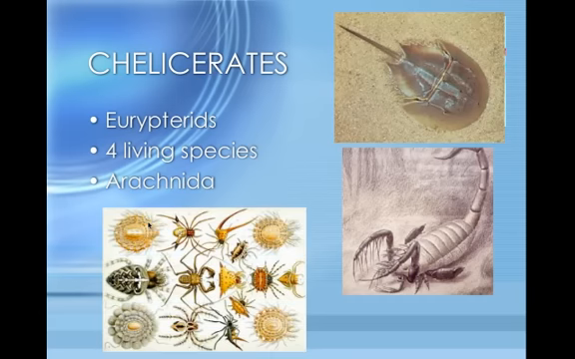Most modern chelicerates are in the class Arachnida. They include scorpions, spiders, ticks, and mites. Ticks are blood-sucking parasites.